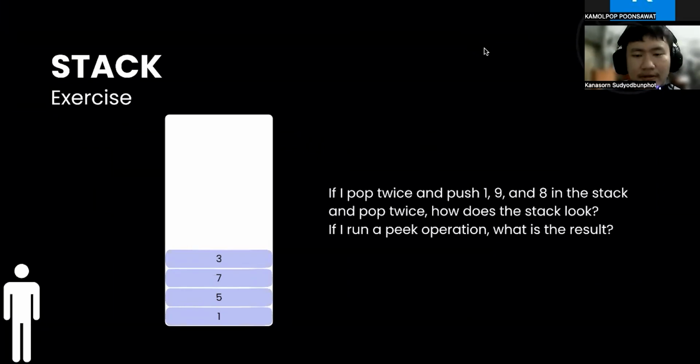So my stack will be like this. Okay, let's go to the next exercise. We have a stack of 4 elements: 1, 5, 7, and 3 from the top. If we pop twice and push 1, 9, 8, and after that pop twice again, what will happen? And if I use the peek operation, what will it return? I will give you 5 seconds to stop the video and try it yourself.